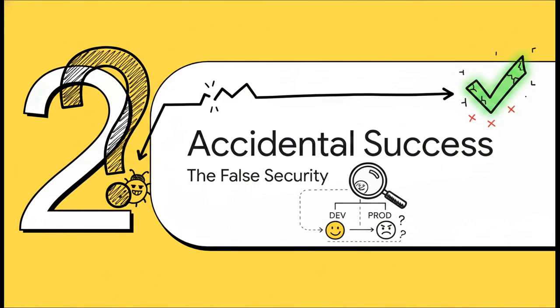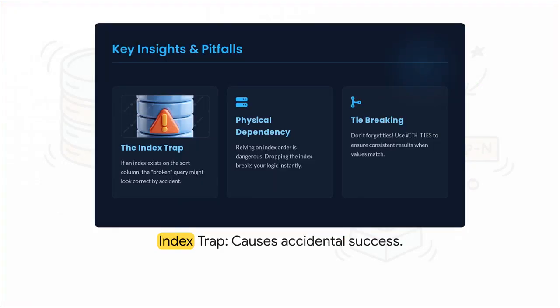Section 2. The accidental success illusion. So now we need to talk about the highly dangerous false sense of security that actively tricks developers when their broken code appears to work perfectly in development environments. We call this the index trap. Why on earth does fundamentally flawed code survive testing? Well, it comes down to physical dependency.